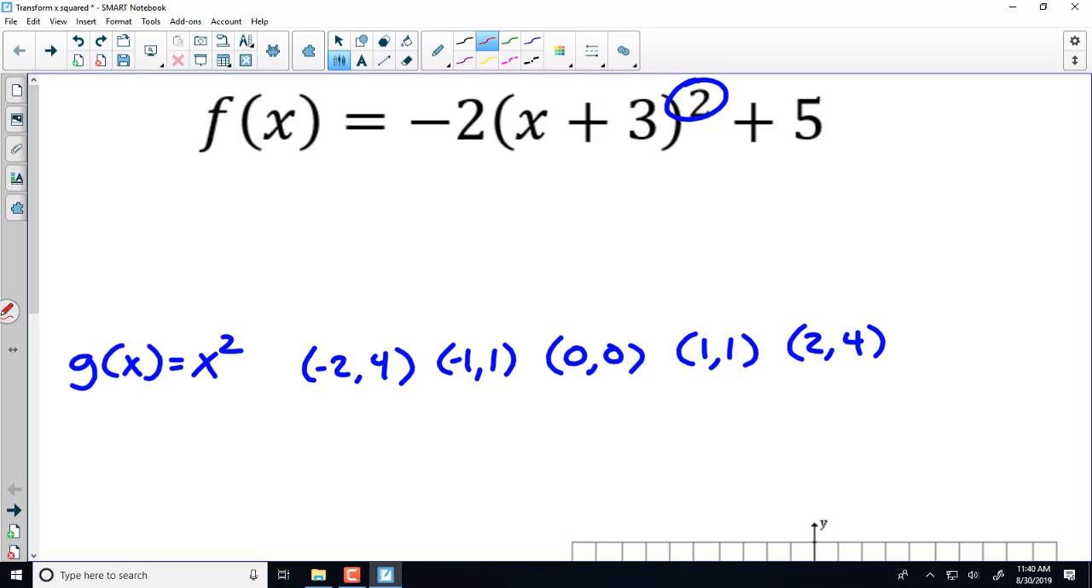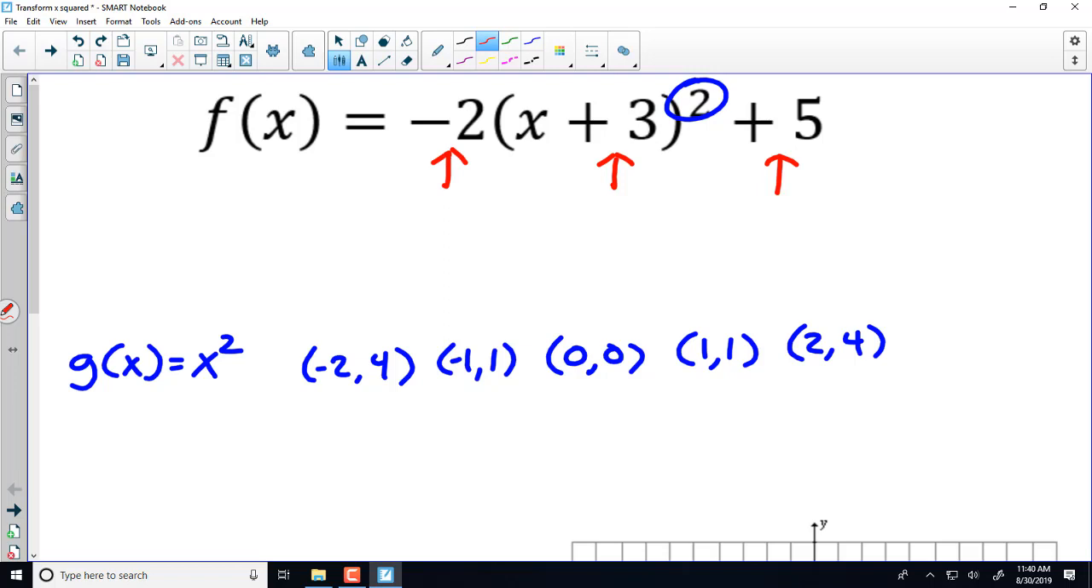The next thing I need to do is identify all the differences in the f of x equation, the g of x equation, to figure out what I actually need to do to change these ordered pairs. Well, there's a +5 here, there's a +3 here, and there's a -2 here. Each one of those is going to cause a change to the ordered pairs on the original x squared graph.